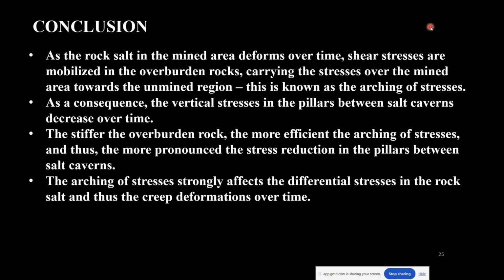And then the arching of stresses strongly affects the differential stresses in the rock salt, and thus the creep deformations over time, because we know that the creep deformations are incredibly sensitive to changes in the differential stress. Just remember, for relatively large differential stresses, the stress exponent is equal to 5. So it is highly sensitive. A small increase in differential stresses produces a significant increase in the creep deformations.